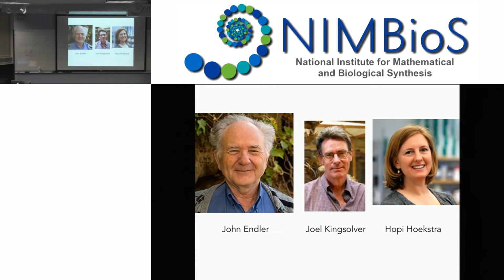So here are some of the people involved. John Endler is one of the people that put some of these early studies together. Joel Kingsolver, along with Hopi Hoekstra at that point. Hopi's gone on to do a lot of really interesting work on pigmentation genes in mouse. She's the head curator of mammalogy at Harvard. So these were authors and a bunch of others on that first influential paper, and then John, in his early book from Princeton, talked about measurements of selection.